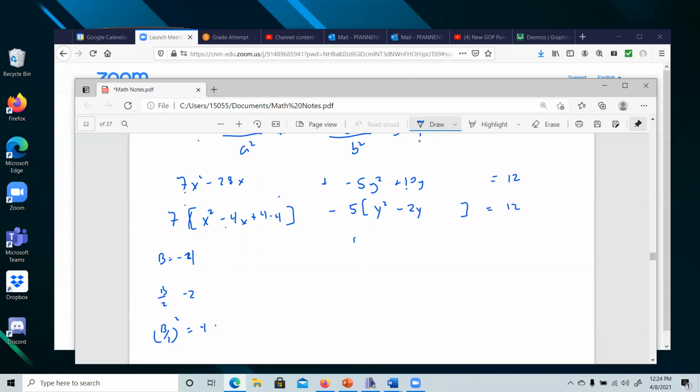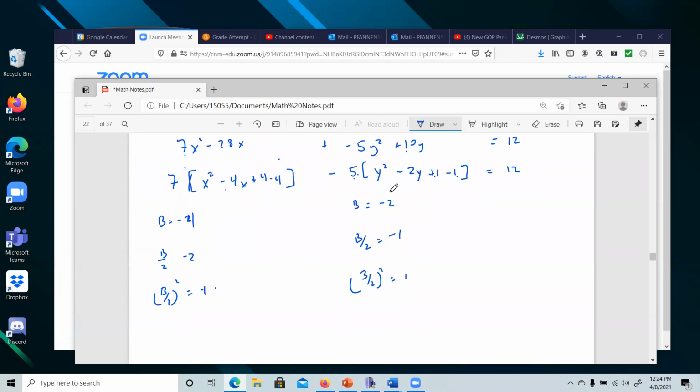Same thing over here, right? We're going to say b is equal to negative 2. b over 2 is equal to negative 1, half of that. And then b over 2 squared is equal to 1. So we're going to add and subtract 1. But we're not really adding and subtracting 1, are we? We're adding like negative 5 and then adding 5. So we'll get to that in the end. But this way keeps the accounting of it kind of self-contained. We don't have to think about extra stuff.